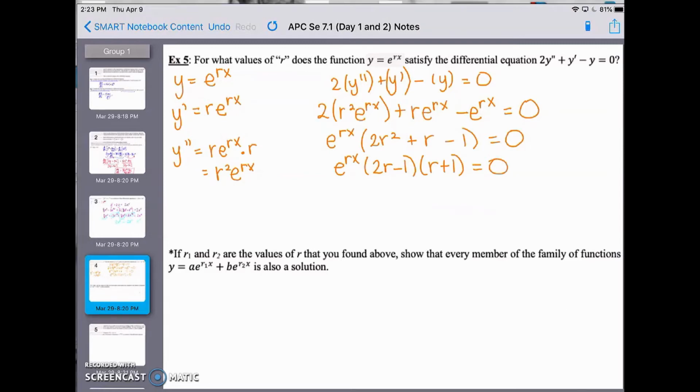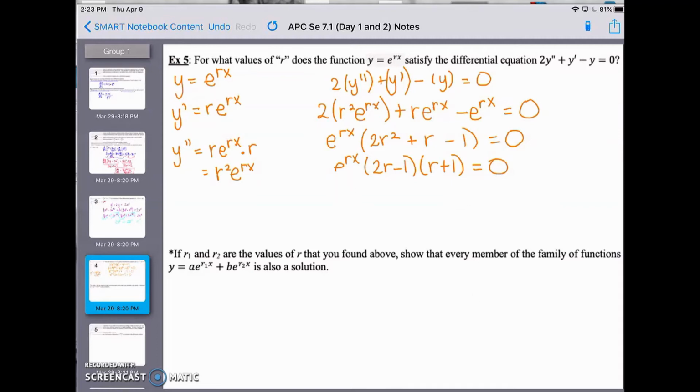equals 0. All right, so now we are back at the zero product property portion of the problem. We've done this many times before in Algebra 1. We have three things that are being multiplied together that equal 0. So let's find out what makes each of those factors 0.